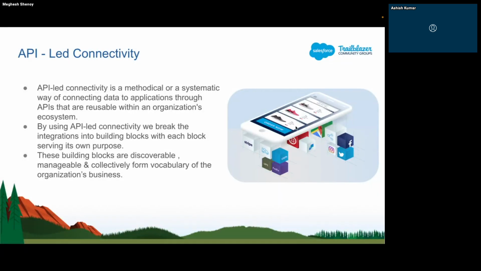So we don't create one single integration solution. Instead, we create a block for, like, Stripe for payment, and we create many integrations or many APIs. By using API-led connectivity, we break the integrations into building blocks with each block serving its own purpose, right? For example, storing data in SAP, or creating a customer record in Salesforce, right? So we don't create one integration solution, but we create these blocks.